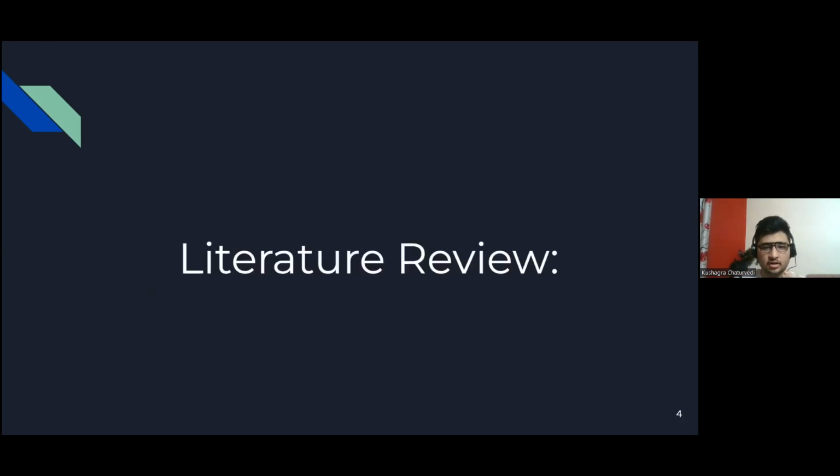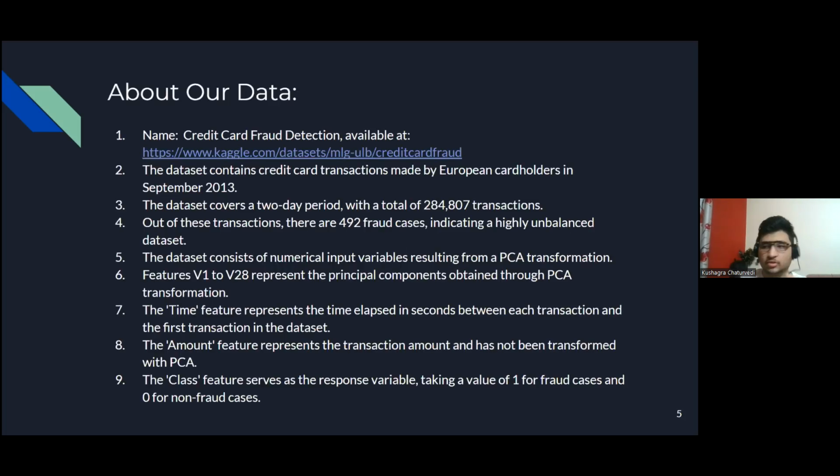Now let's start with the literature review. First, I would like to talk about what our data was all about. The data set basically contains the transactions made with credit cards by European card holders. It's available on Kaggle, and it contains 30 columns and 284,000 rows. Those represent the transactions that were made in the 2 days for which the data set was recorded.